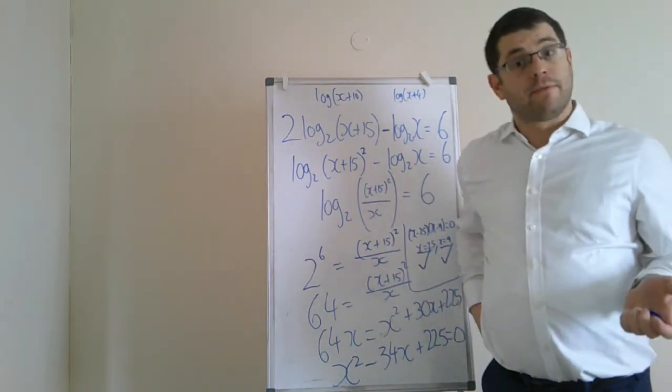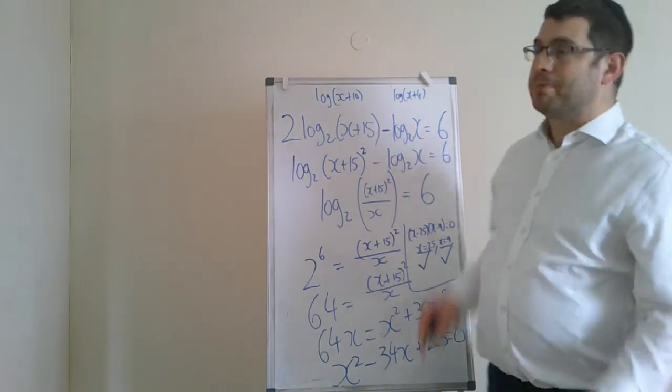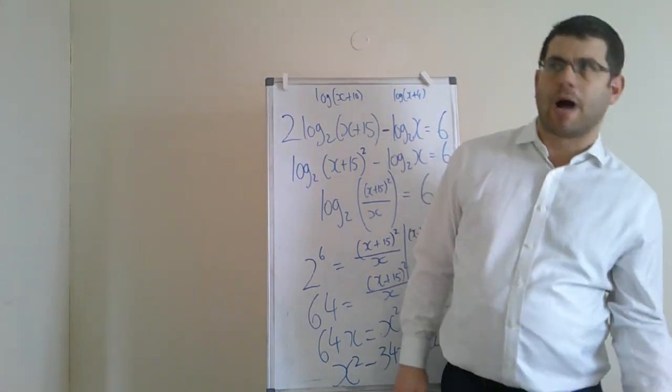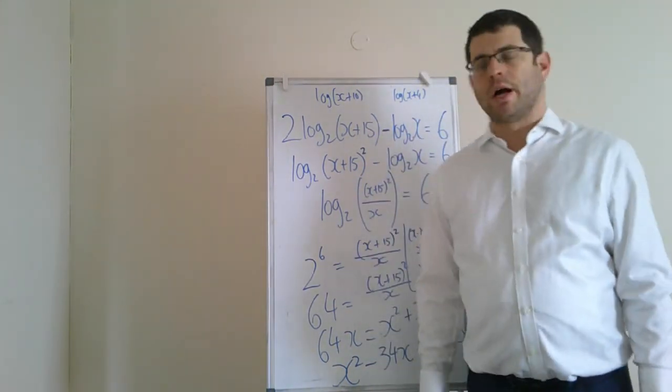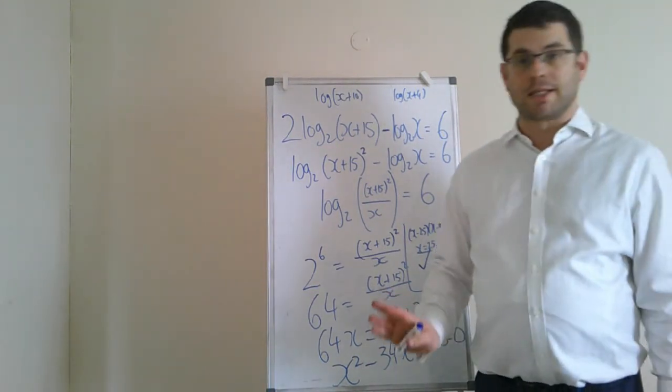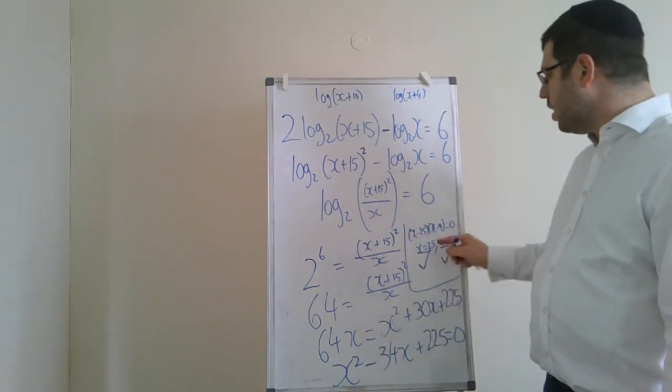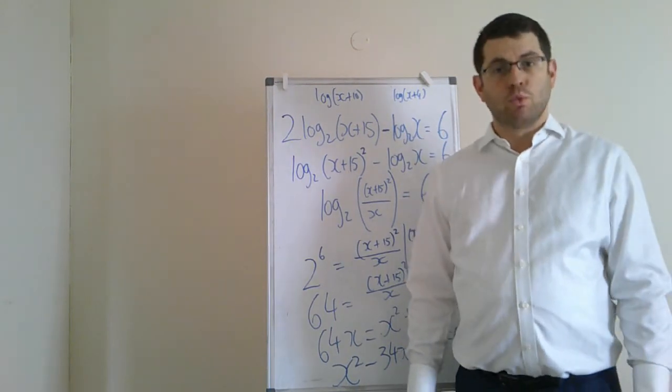It could be a positive number that's a problem. Right, these brackets could be x minus 4, so a positive number becomes negative when you put it inside the log. So just check your solutions make sense, and in this example, two solutions, 25 and 9, would solve the problem.